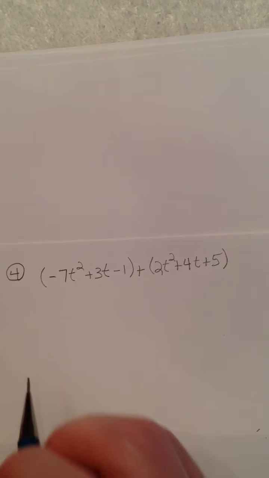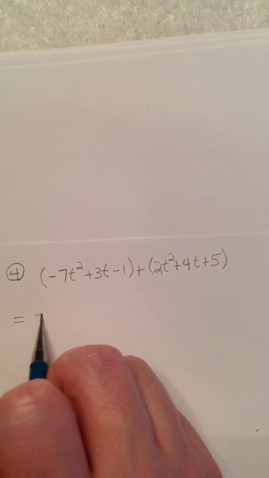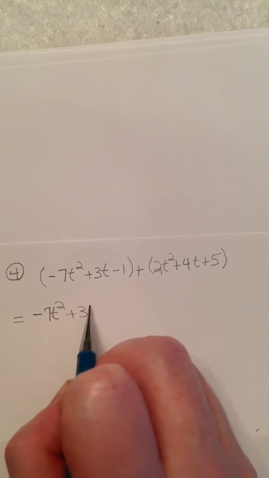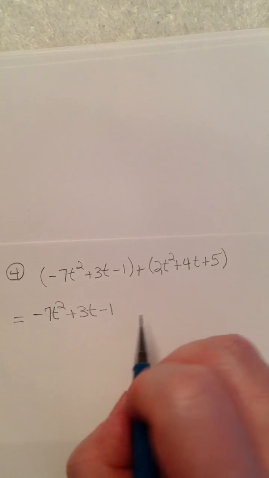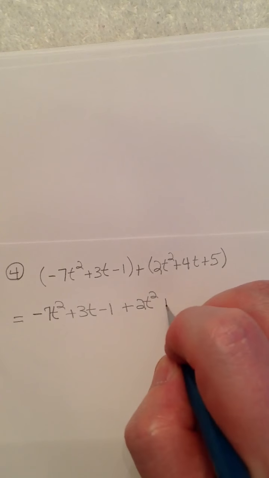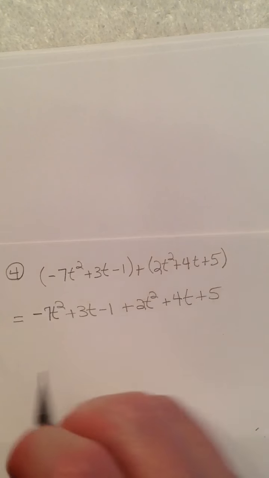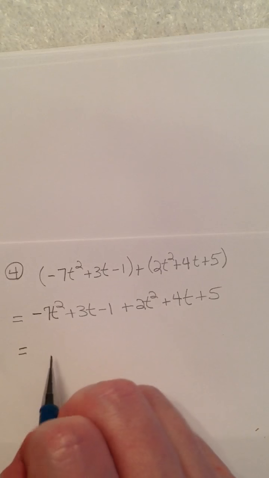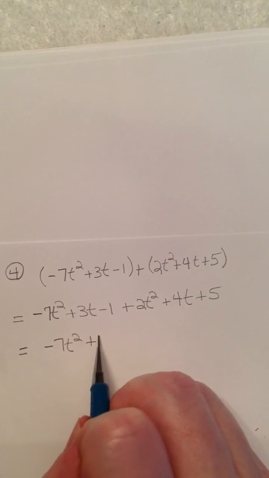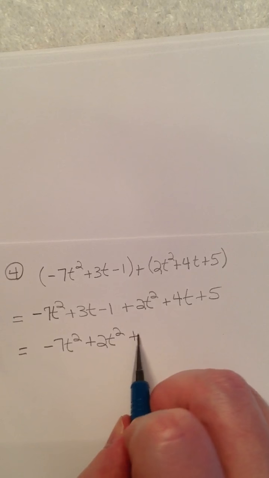plus 5. And upon removal of parentheses, there is not going to be any sign change. So negative 7t squared plus 3t minus 1, and again we have plus 2t squared plus 4t plus 5, and we can combine the like terms together: we have negative 7t squared plus 2t squared, and we have 3t plus 4t.